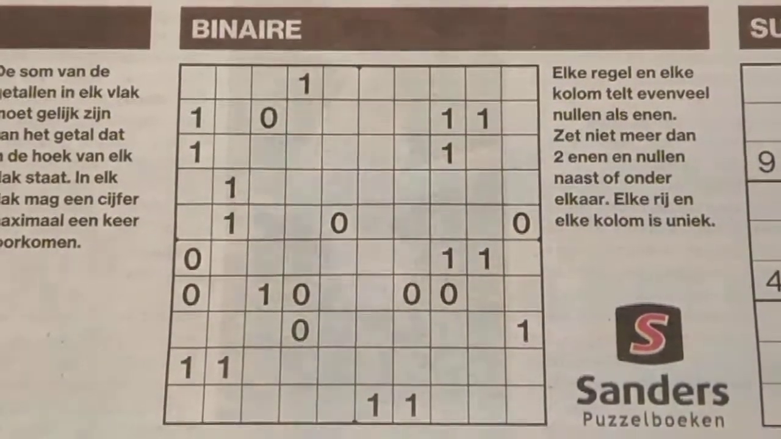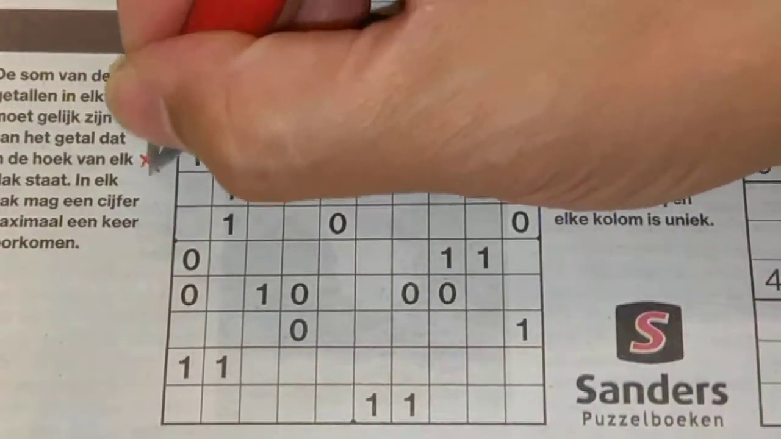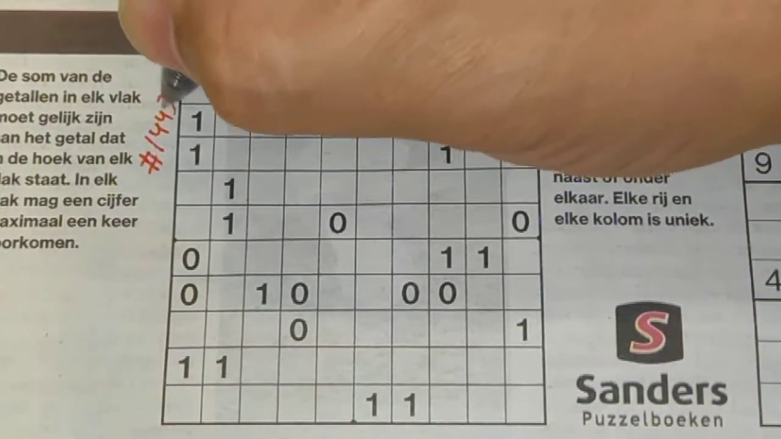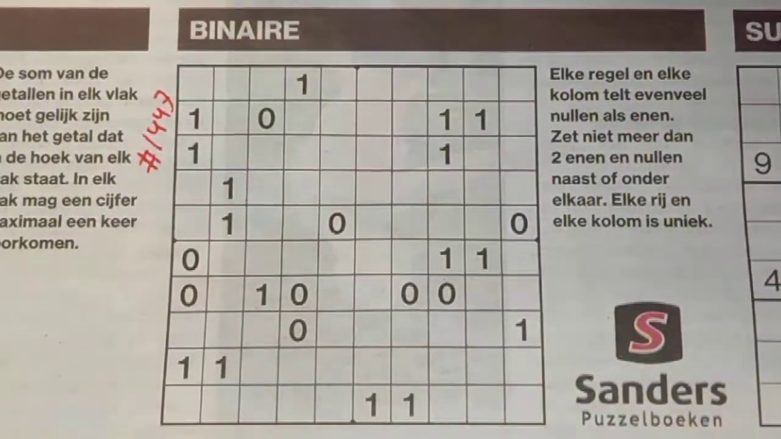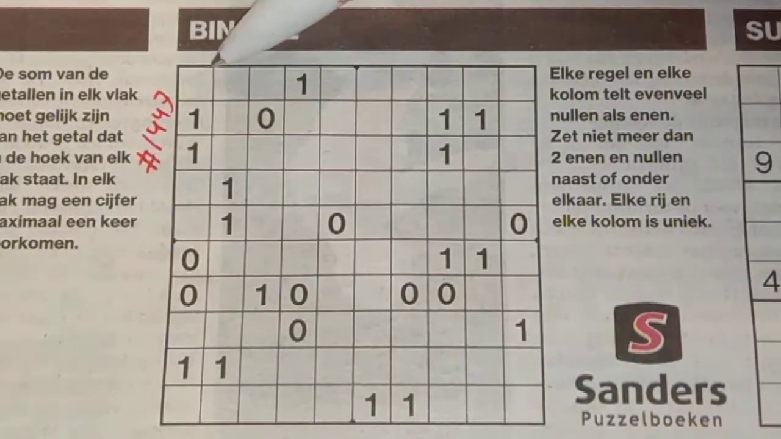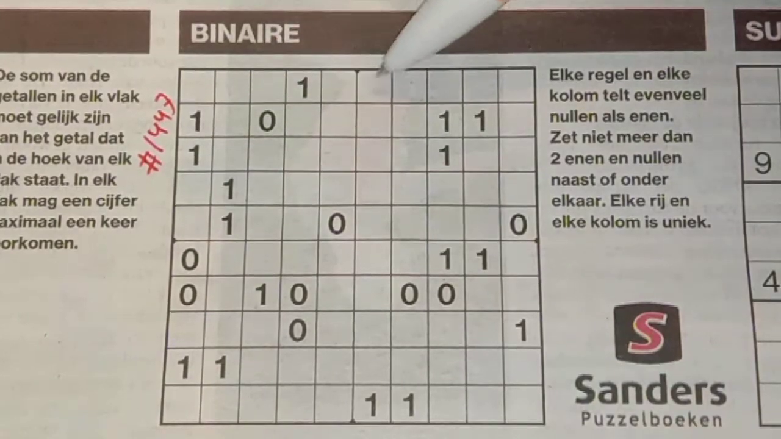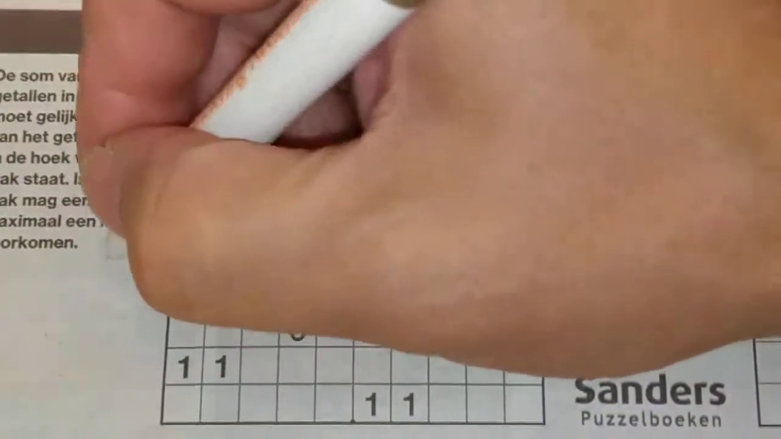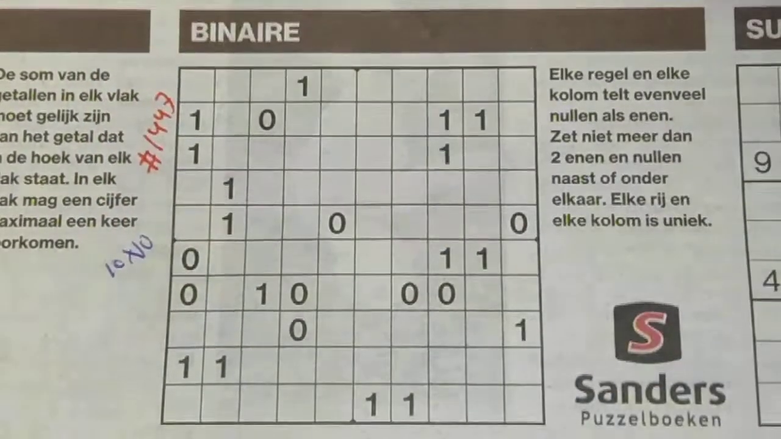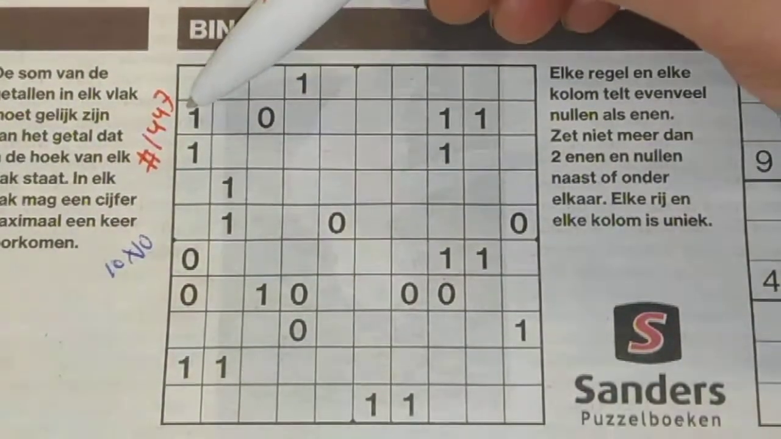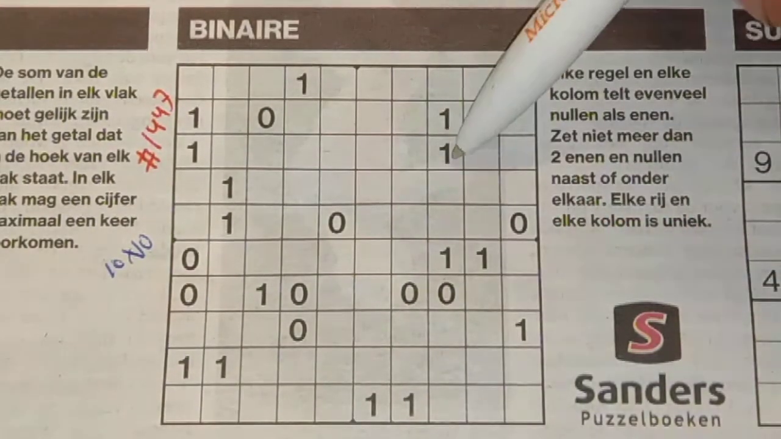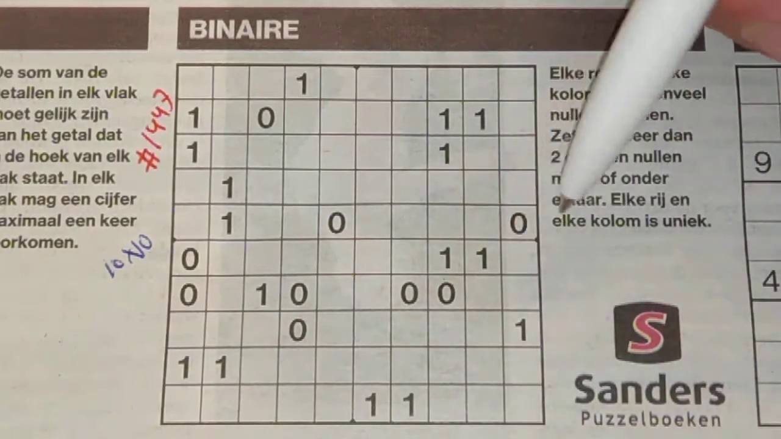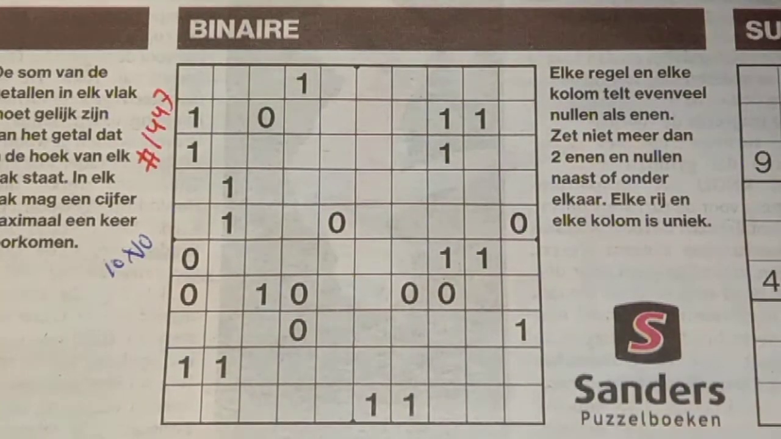This one will be number 1447. And let me count what kind of binary Sudoku this is. 1, 2, 3, 4, 5, 6, 7, 8, 9, 10. It's a 10 by 10 binary Sudoku. That means in a row or in a column there are always 5 ones and 5 O's. Alright, so let's get started.